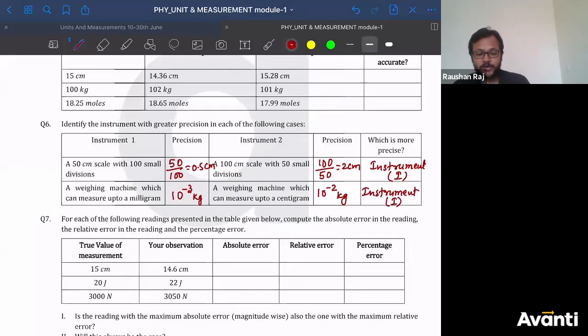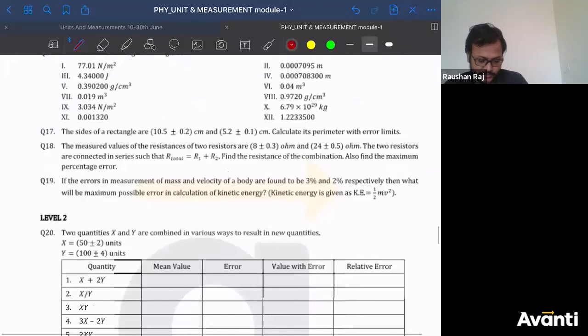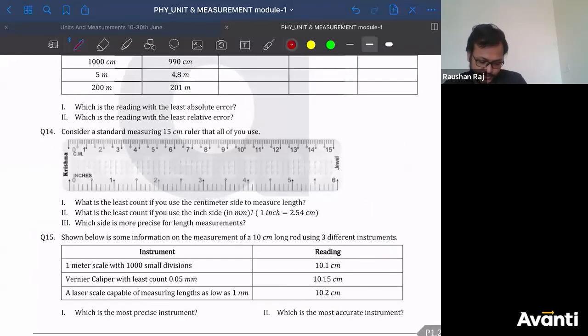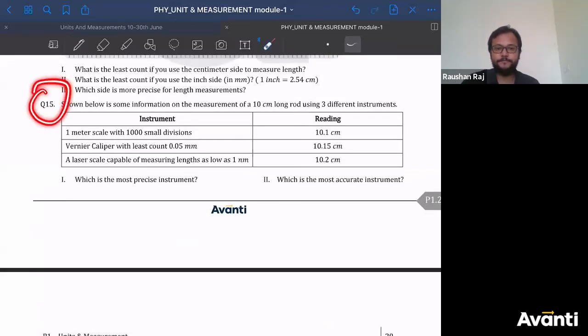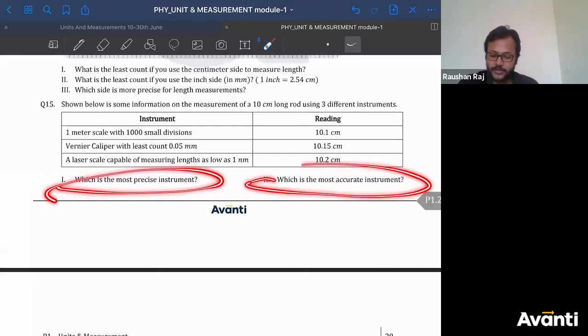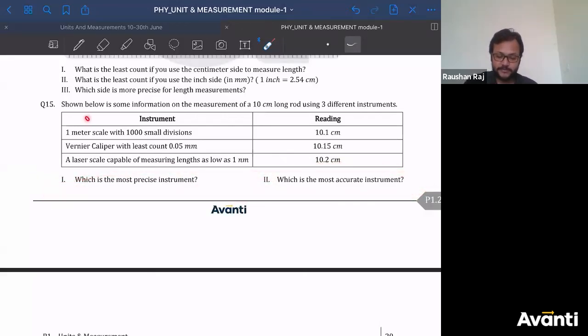Okay? I have talked about the relation between precision and accuracy, and I've told you that a device can be highly precise, or a device can have high precision but low accuracy. Okay? The same example, let me ask you to solve. Okay, it should be a homework question. Yeah. Try to solve question number 15. Which is the most precise instrument and which is the most accurate measurement instrument out of these three measurement devices? Come on, answer this.